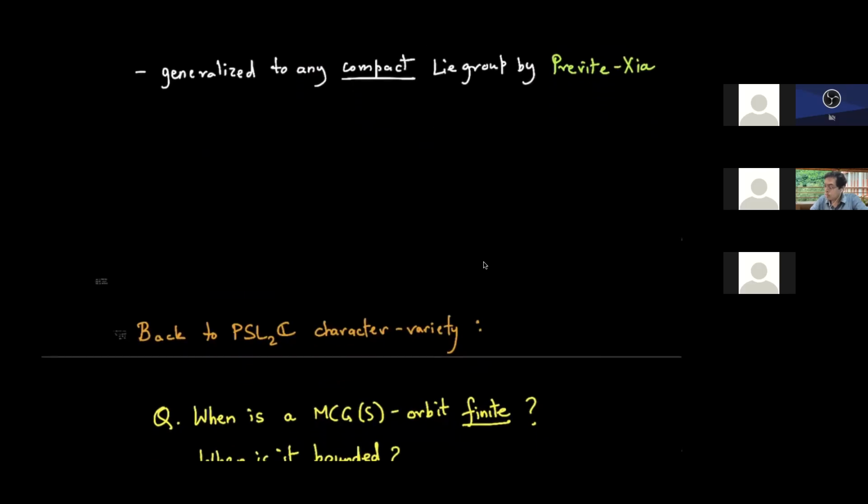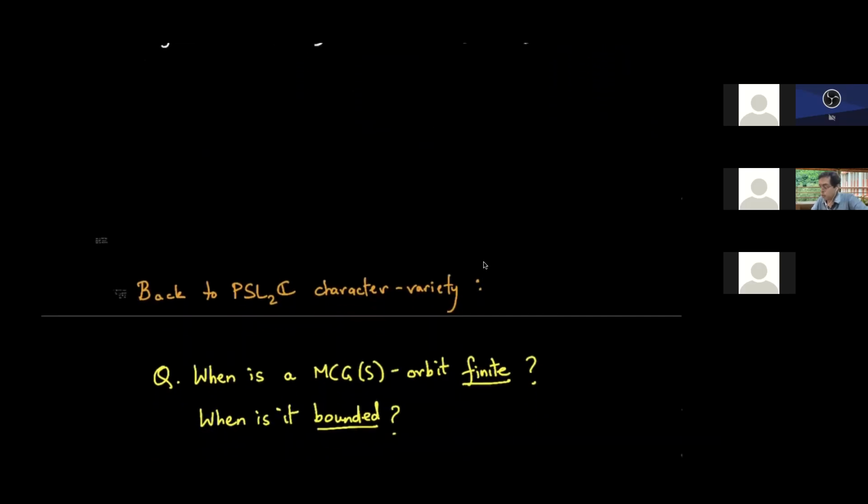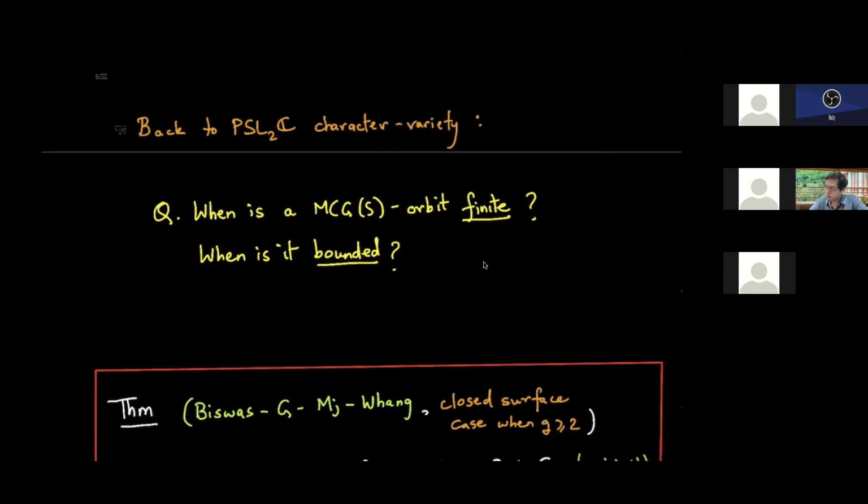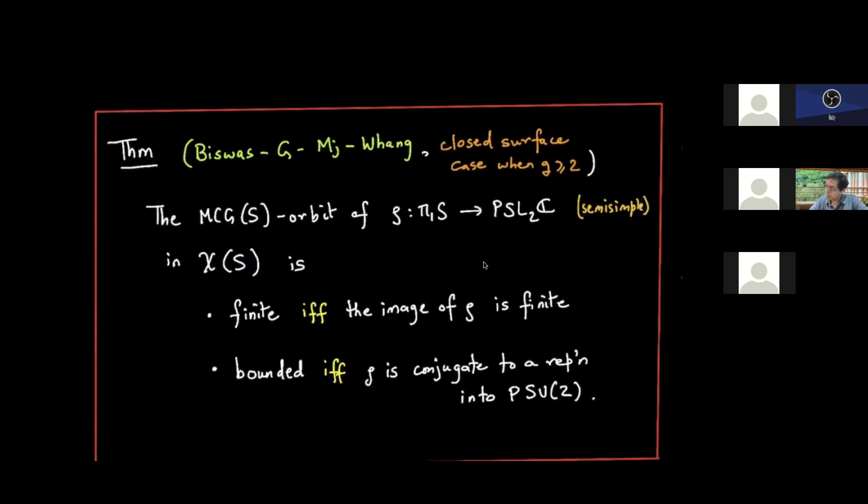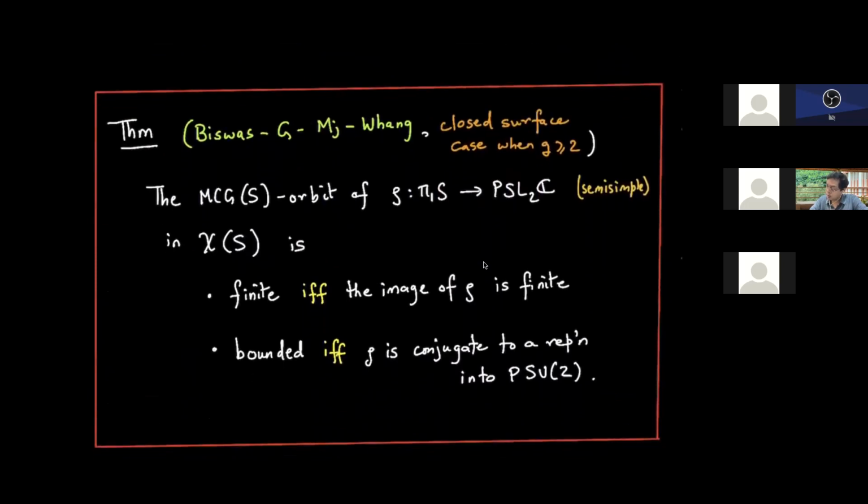And so one can ask a different question. One can ask when is a mapping class group orbit finite? So it's somehow the opposite end. Instead of talking about when an orbit is dense, you can ask when an orbit is finite and when it is bounded. And this is the question that we answer. This is the theorem that we proved.